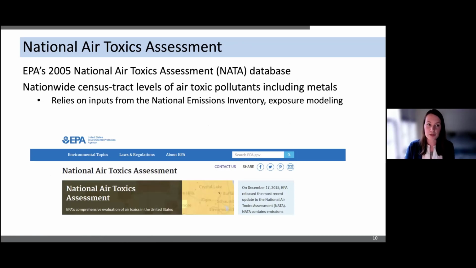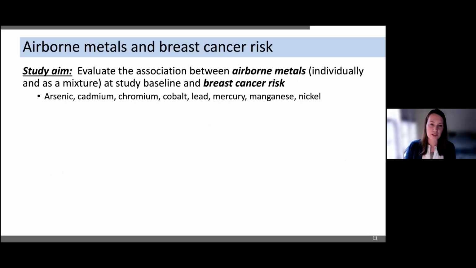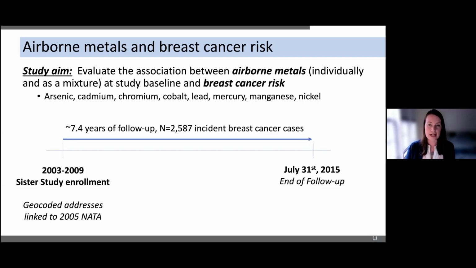So to do this work, I used data from the National Air Toxics Assessment database, which is maintained by the EPA, and it provides nationwide census-tract levels of air toxic pollutants, including the metals. This database relies on inputs from the National Emissions Inventory, as well as exposure models to estimate these levels at the census tract. Our aim was to evaluate the association between airborne metals, considering them individually and as a mixture, at study baseline in relation to breast cancer risk. We focused on these 10 metals that are listed here. We took the Sister Study address at enrollment that was geocoded and linked to the 2005 NATA estimates of these airborne metals. Then we followed women for breast cancer over an average of 7.4 years of follow-up, and during this time, we had over 2,500 cases diagnosed.